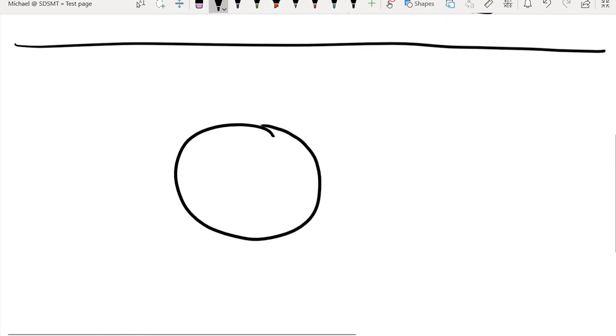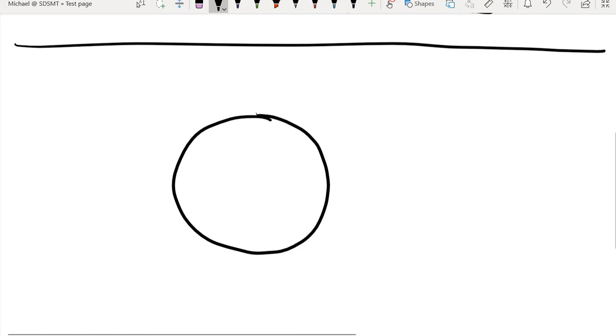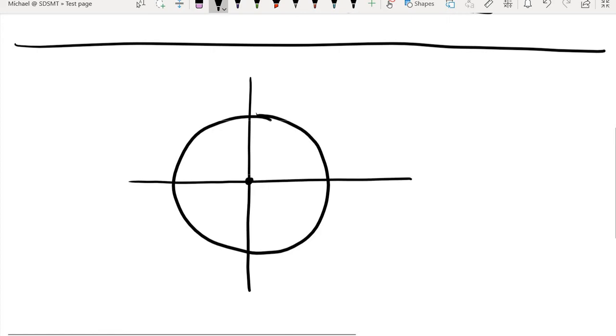So I'm going to draw that again a little bit bigger. So we'll start with a circle, and just to help us out, I'm going to insert a reference frame with the origin of the reference frame at the center of the circle.